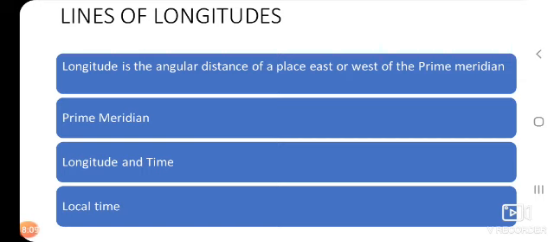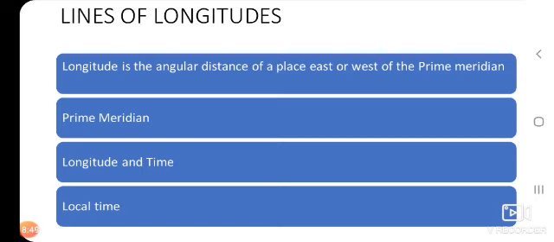The time can also be the local time. How can this local time be obtained? Children, the local time of a place is obtained from the overhead position of the sun. Earlier, when there were no watches, people used to look at the sun to calculate the time. When the sun was overhead, they used to say it is 12 noon in the afternoon. So this is a use of the longitudes.